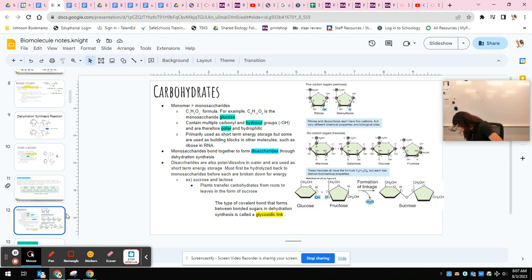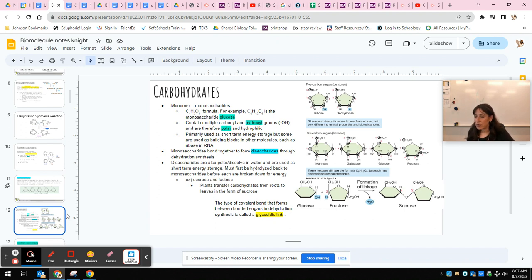They're primarily used as short-term energy storage, but some are used as building blocks in other molecules such as ribose and RNA. And when I say short-term energy storage, that means that they are going to be eventually completely catabolized, broken apart for energy. But if it's used as a building block in other molecules, it's a structural molecule. It's not going to be broken down for energy.